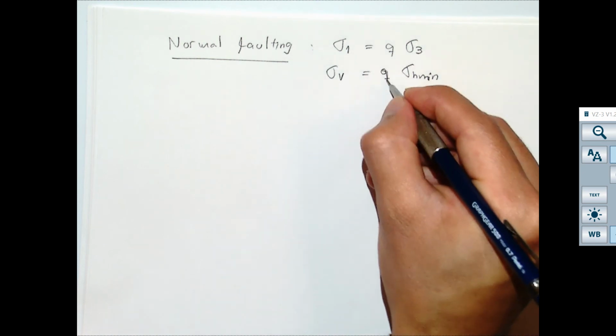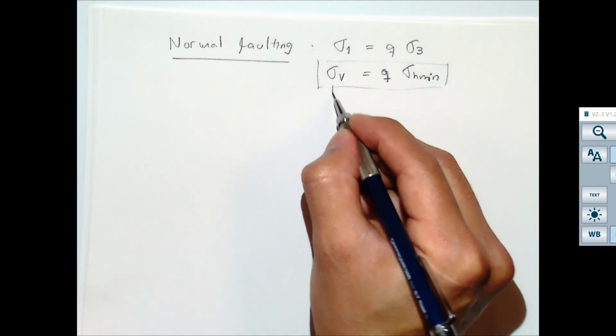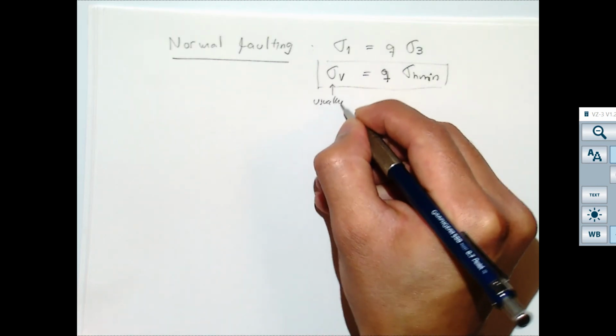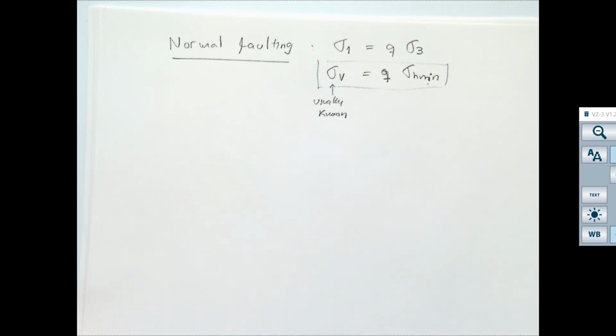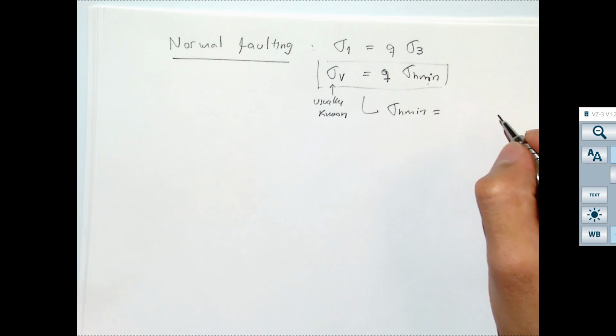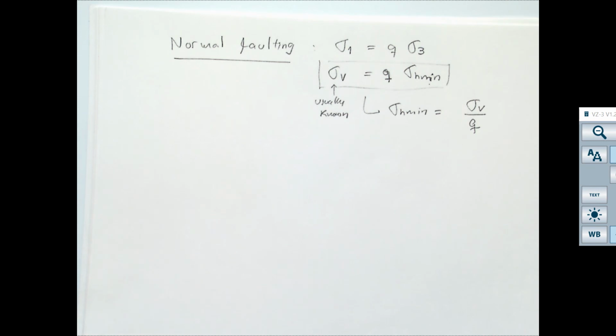So what this equation is telling us is that if we know the value of sigma V, which we usually do, because it's relatively straightforward to determine, we can determine the minimum value of sigma h min. So sigma h min cannot be lower than sigma V divided by Q. Sigma h min cannot be 0, because if it's 0, there's going to be some fault around that's going to be failing.